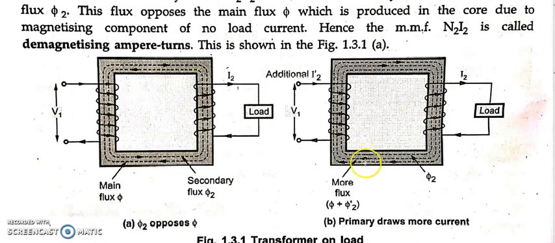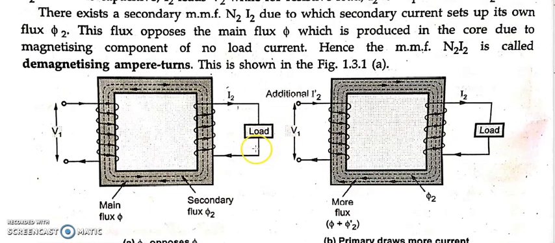So this is how MMF gets balanced when load is connected. What happens when load gets connected? I2 is drawn from the secondary side. Due to this, phi 2 is produced. Phi 2 is opposite to the main flux phi. So due to this, there is a reduction in the flux. That's why it is called demagnetizing ampere turns, and this is called magnetizing ampere turns. So there creates a deficiency, an imbalance.